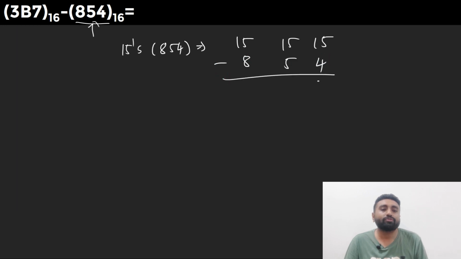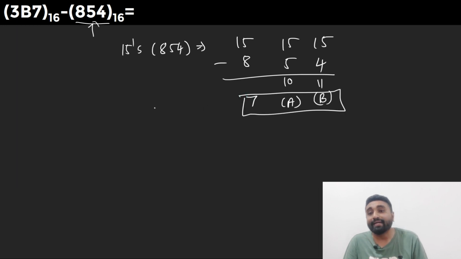So that is going to be 15 minus 854. Okay, 15 minus 4 is going to be 11 and 11 is basically B. Okay, 15 minus 5 is 10 and 10 is A. 15 minus 8 is simply 7. So our answer is 7AB. That is what we are going to add with 3B7. So as the second step, we will add these two numbers: 3B7 plus the 15's complement of 854.